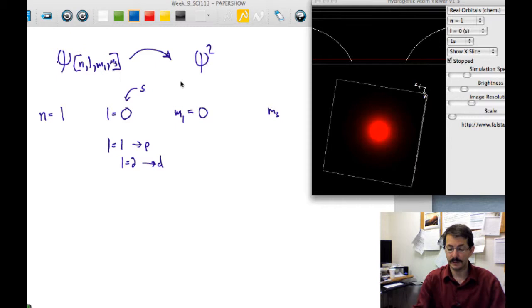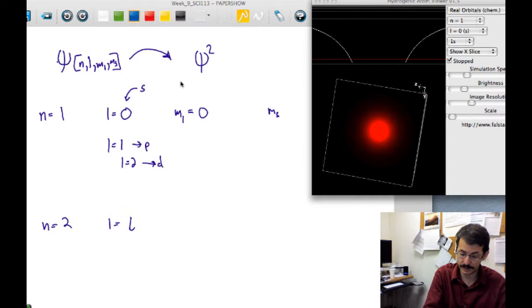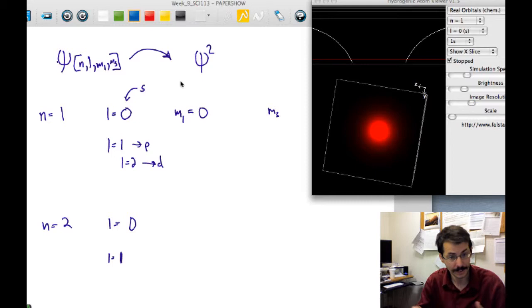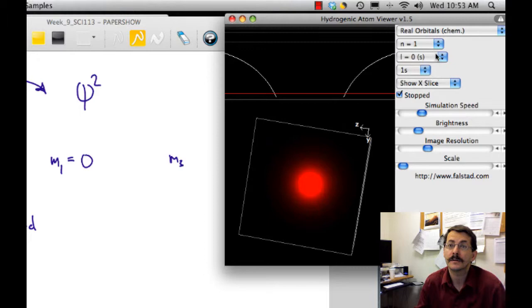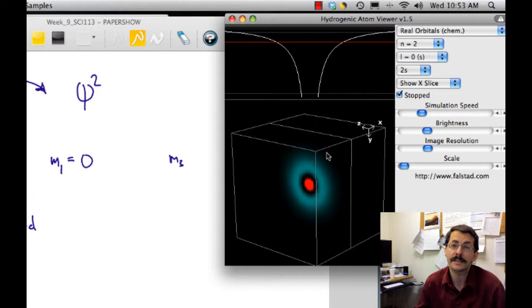Underneath, things get a little bit more interesting. So n is equal to 2. Again, L is equal to 0, though it could also have L is equal to 1, that would be a valid value for n is equal to 2. It wouldn't be valid for n is equal to 1, principal quantum number equal to 1. Second energy level has two subshells, an s and a p. So if we take a look at the 2s orbital, n is equal to 2, s orbital, what we see is something slightly different.